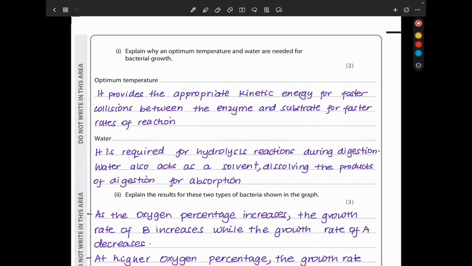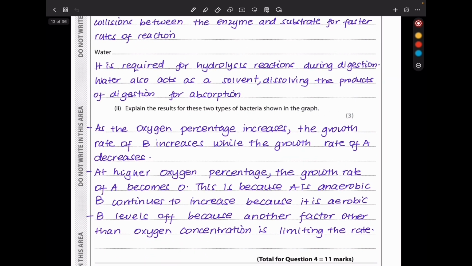They require water for hydrolysis reactions during digestion, and also water is required as a solvent so that the substances that are digested dissolve into the water so that they can be absorbed by the bacterial cells. And next they say explain the results of these two types of bacteria shown in the graph.